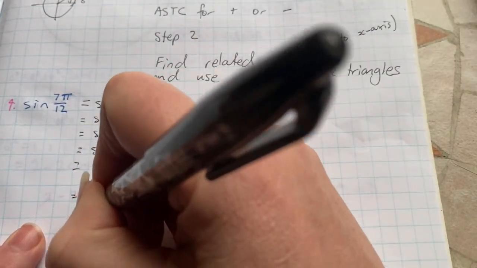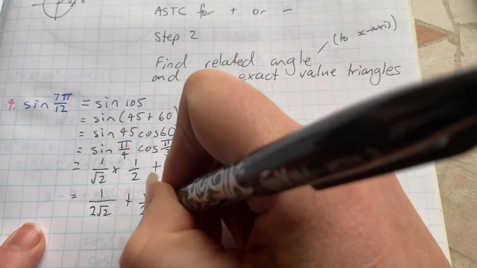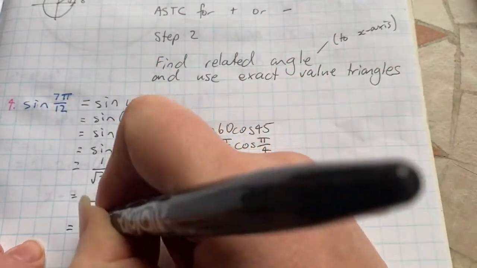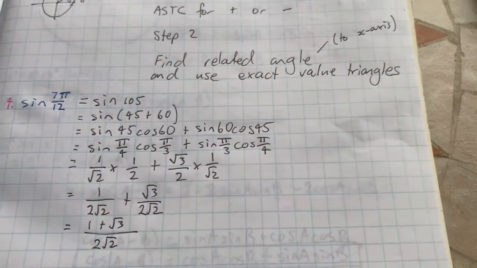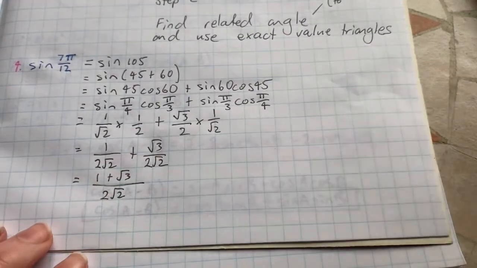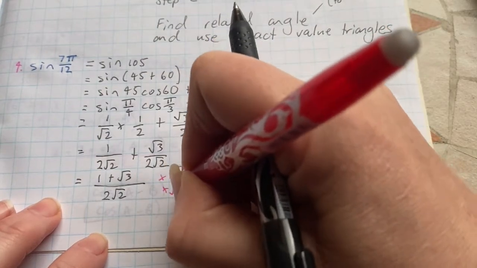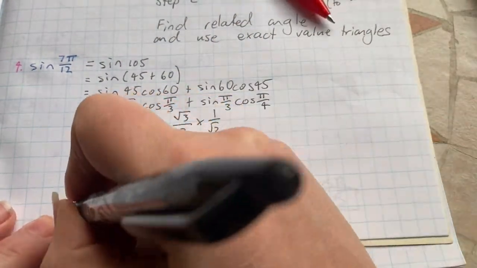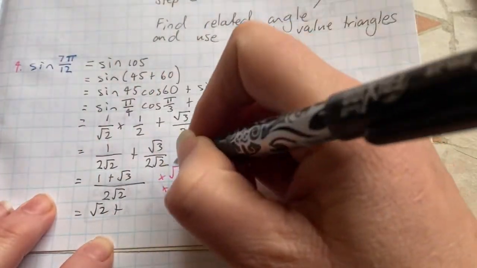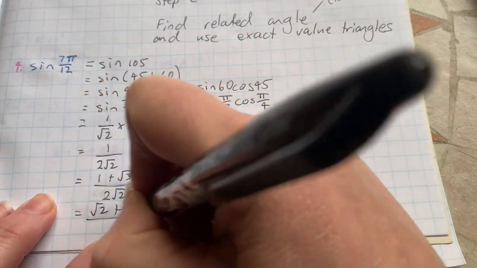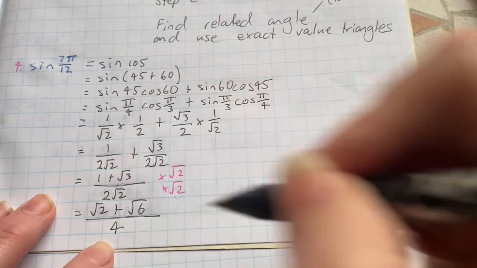That's 1 over 2 root 2 plus root 3 over 2 root 2. So that's 1 plus root 3 all over 2 root 2. You can rationalise if you want to. So if we rationalise, we're going to multiply the top and the bottom by root 2. It's always good practice to rationalise things. So root 2 times 1 is root 2, plus root 3 times root 2 is root 6. Root 2 times root 2 is 2, that's times by another 2, so that's 4 in the denominator.